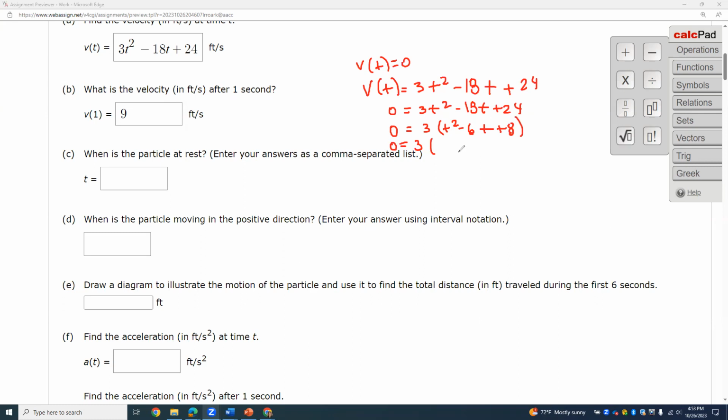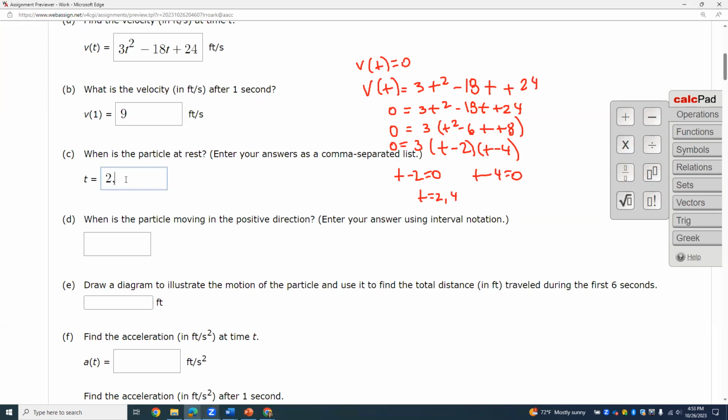So two numbers that multiply together to give me 8 and add up to be -6 would be 2 and 4. Okay, and then we'd say t minus 2 equals 0 and t minus 4 equals 0. So we have t equals 2 and 4. So that's exciting. Those are my two times that my particle's at rest. Okay, so hopefully that makes sense.